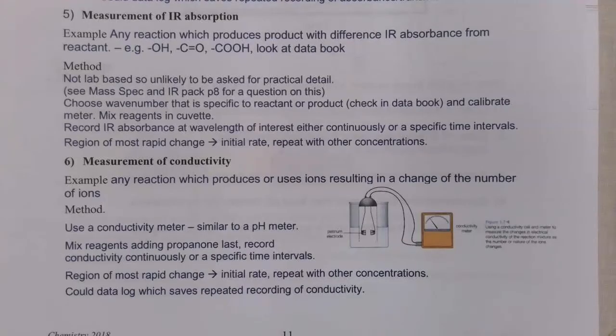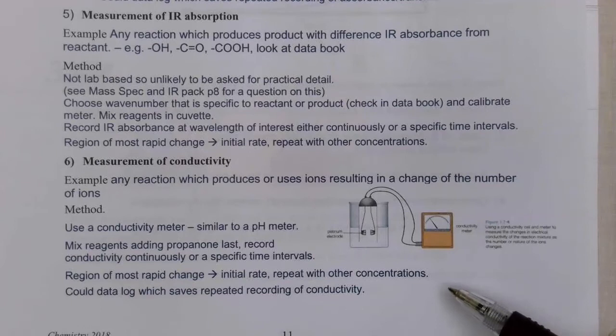Number 5 is the least likely to come up. This is measurement of IR absorption. It tends not to be a practical but more something that comes up under mass spec and IR. So you'd be looking for specific wave numbers which change during the reaction, and you'd need to look at the data book. However, measurement of conductivity can be used for any reaction which produces or uses up ions, resulting in a change in number of the ions.